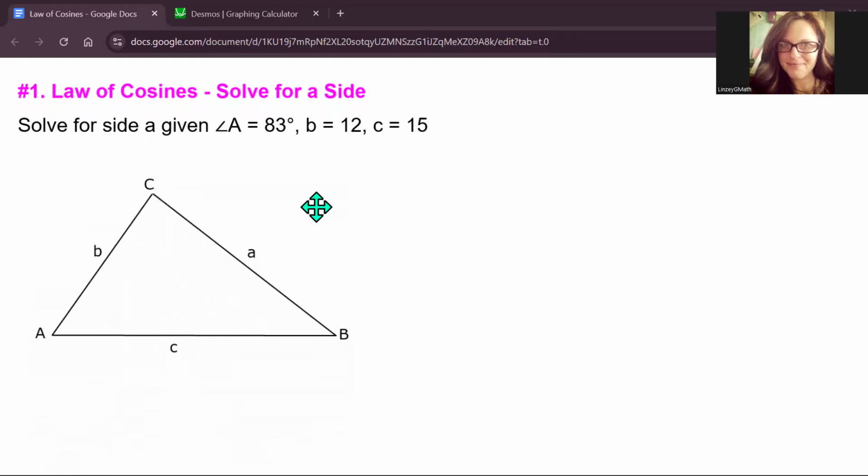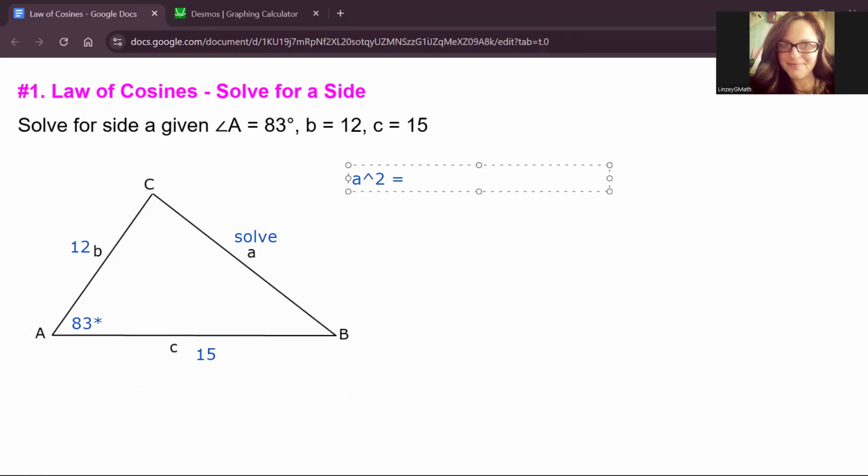First, we'll use law of cosines to solve for the missing side. Let's label our triangle. Angle A is 83 degrees, side B is 12, and the side is always opposite the angle. We use a capital letter for angle B, and then side B is opposite. And then side C is 15. And we're solving for side A. So we'll use the a squared version of the law of cosines.